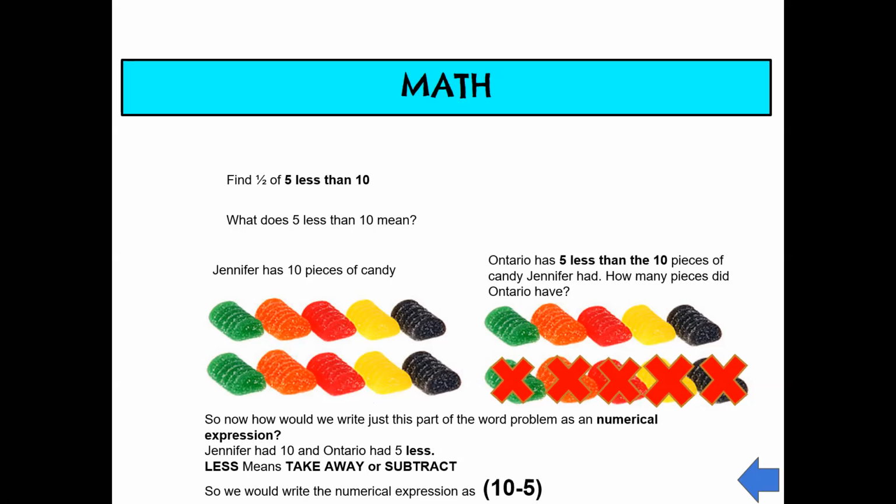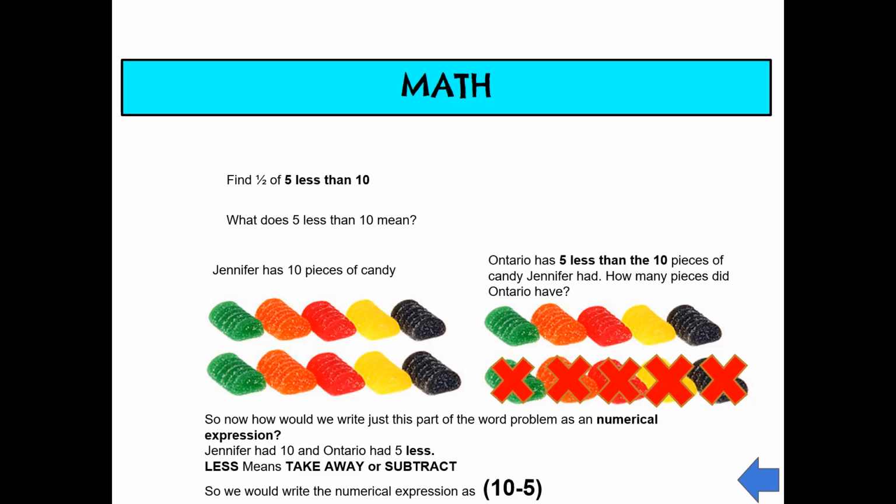So how will we write that then as a numerical expression? Jennifer, like I just said, had 10 and Ontario had 5 less than that. So less means take away or subtract. So we would write the numerical expression as 10 minus 5.